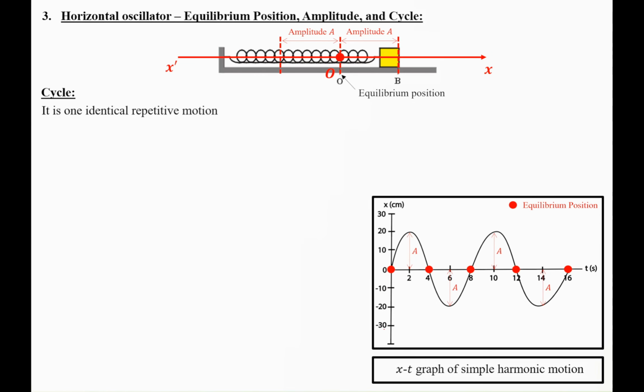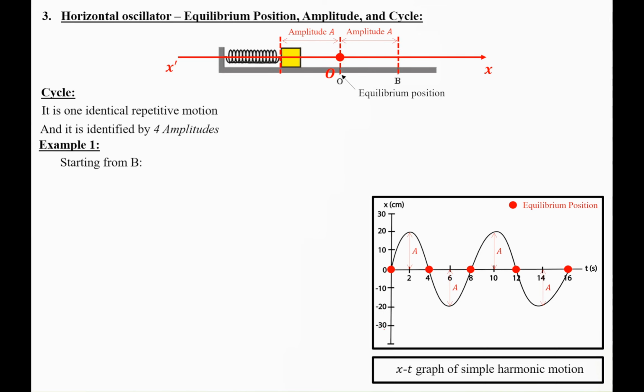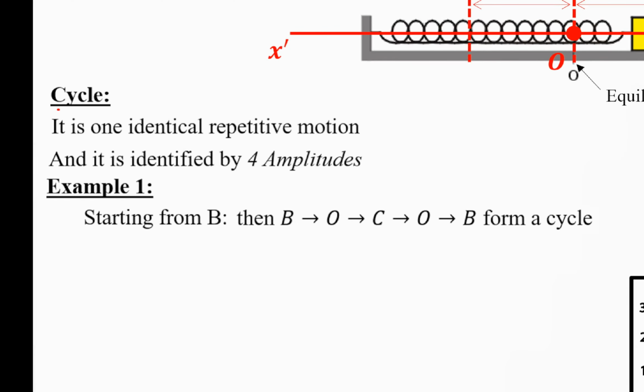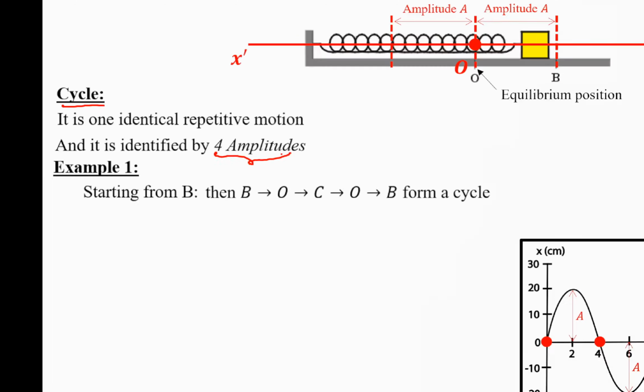Now what about the cycle? It is one identical repetitive motion and it is identified by 4 amplitudes. Example 1, starting from B. Then we go from B to O to C to O to B to form a cycle. Let me illustrate more. Here we're referring to the cycle as 4 amplitudes.